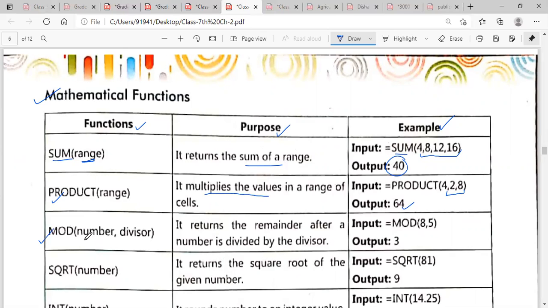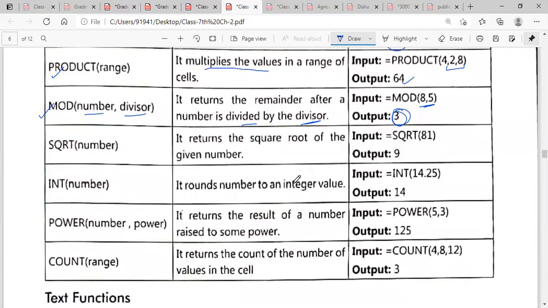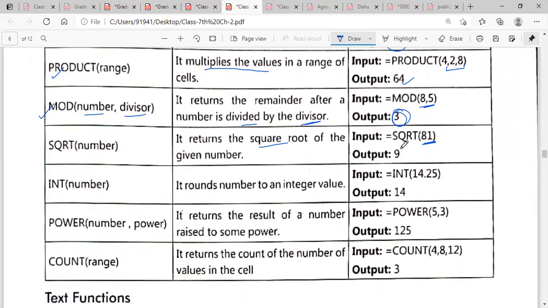And mod. In the case of mod, it requires a number and a divisor. It will return the remainder after the number is divided by the divisor. Means 8 will be divided by 5, and we will get the remainder 3 as output. Next is square root. It will return the square root. We will find the square root of 81, which is 9. And int, which rounds numbers to an integer. You will find an integer value of 14.25, but the integer is only 14.